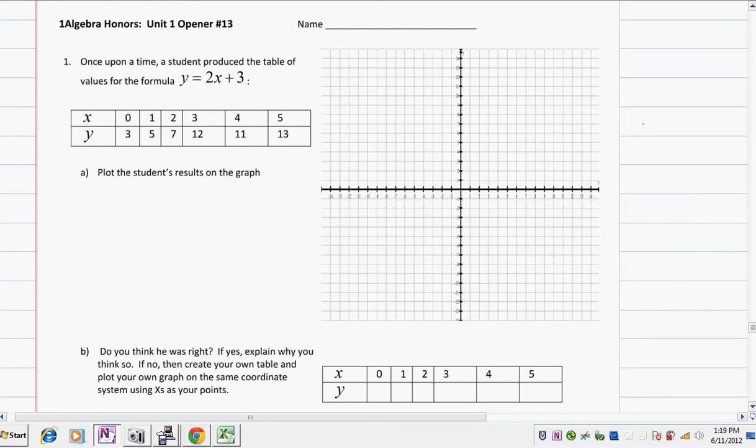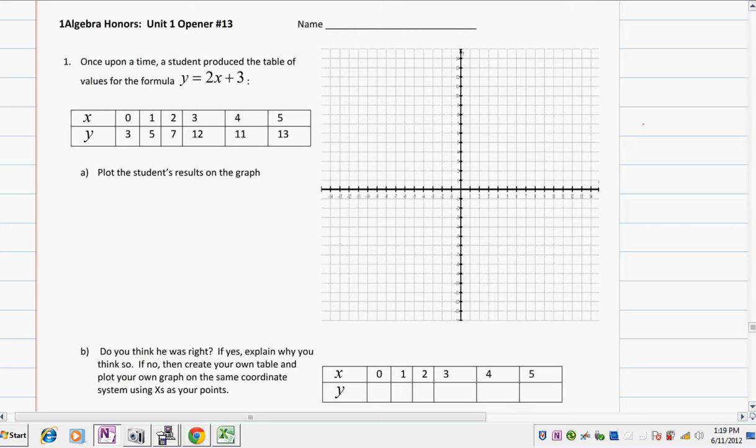Once upon a time, a student produced the table of values for the formula y equals 2x plus 3. And then the table. Plot the student's results. So in this problem, there's a few things to think about. What does this even mean? How do we even start graphing this?